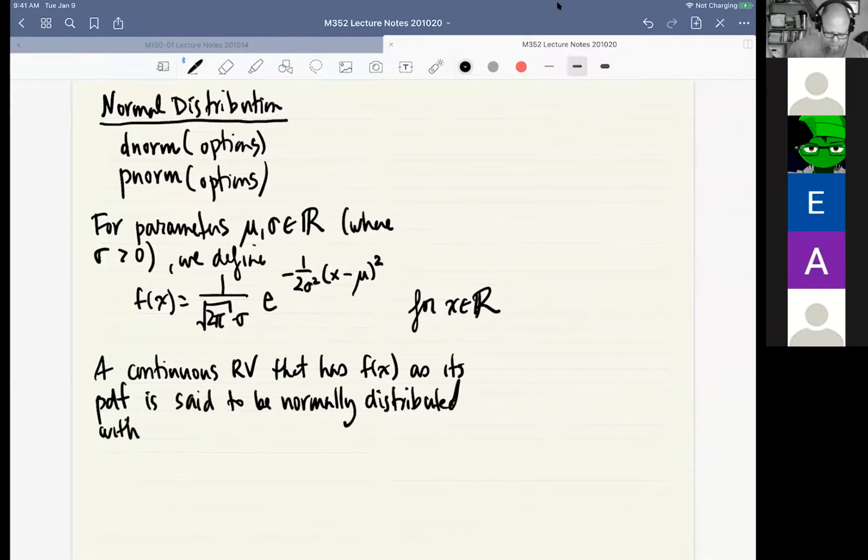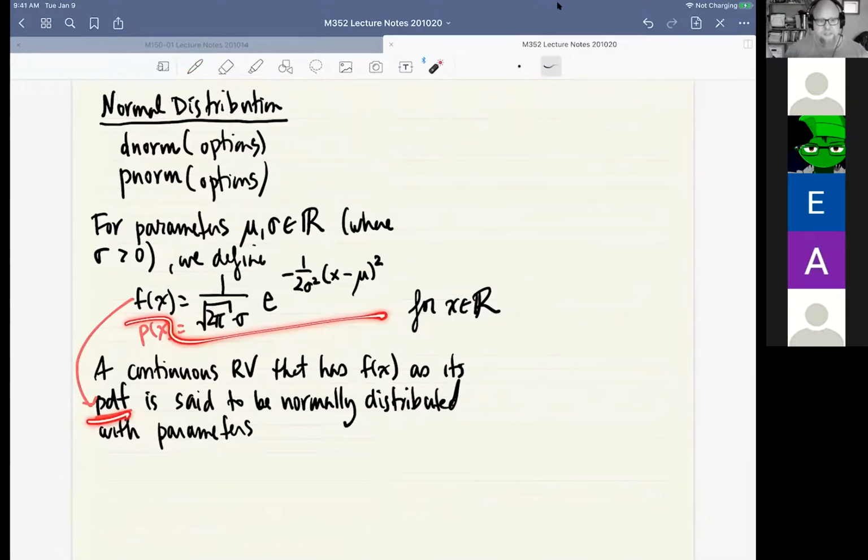Professor, did we switch from lowercase p to lowercase f, or am I missing something? That is perceptive of you. I am referring to this f as a PDF. You can call it p of x if you want. That's not a problem. Just the way that I was writing, the function came before the mention of the PDF, so I just used an f. That's all.